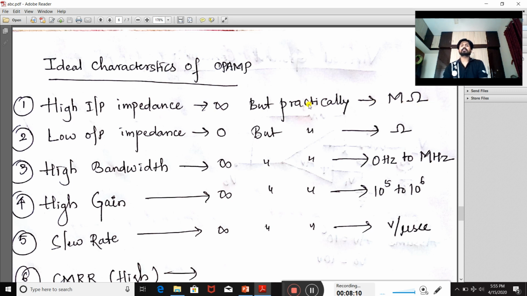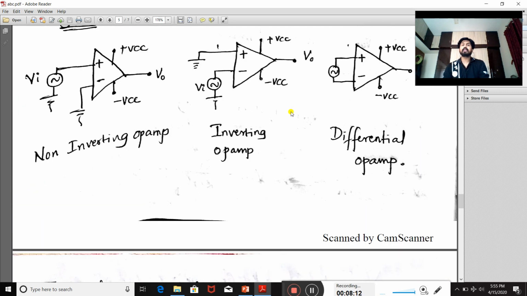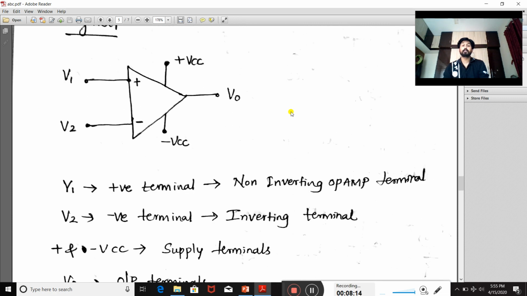So an operational amplifier has very high input impedance, that means its input resistance will be very high. The reason behind it is that whatever voltage you apply should appear across the input. There should not be any change in the input level, hence its input impedance should be very high. As input resistance is very high, in terms of mega ohm, ideally we say it is infinite.